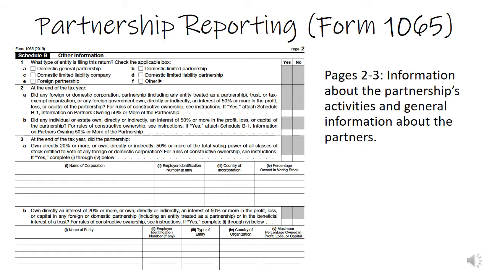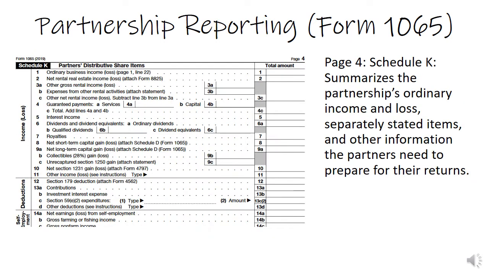On pages 2 and 3 of the Form 1065, the partnership describes the partnership's activities and general information about the partners. Page 4 is the Schedule K. This schedule summarizes the partnership's ordinary income and loss, the separately stated items, and any other information that the partners need to prepare their returns.